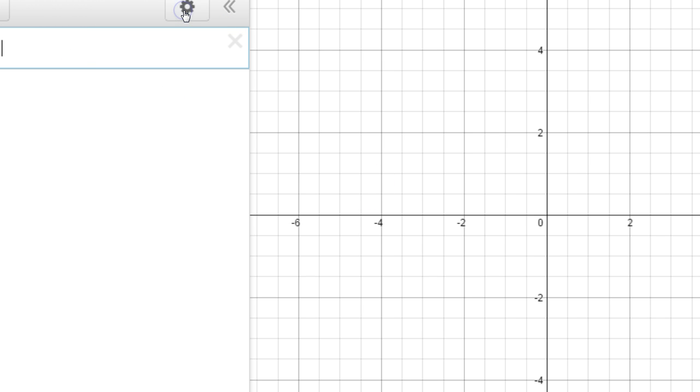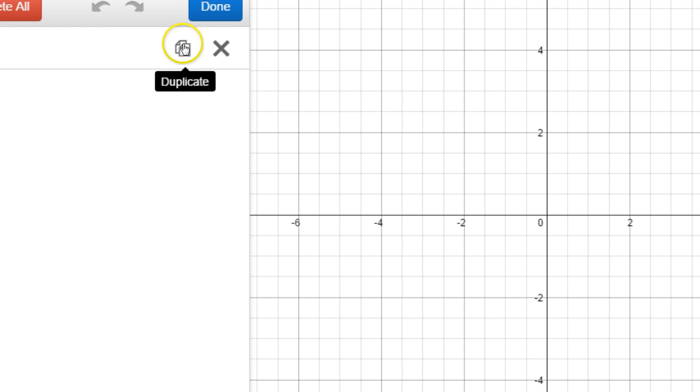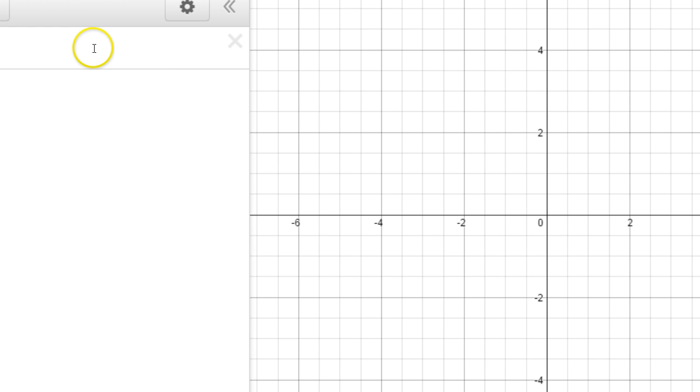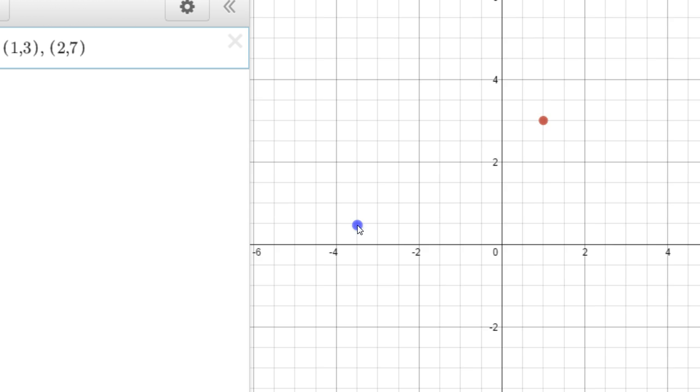So, for example, let's make our own table. Well, you could actually just graph them. So what was it? It was 1, 3. Okay, and then we just graph 2, 7. We'll have to zoom out a little bit.